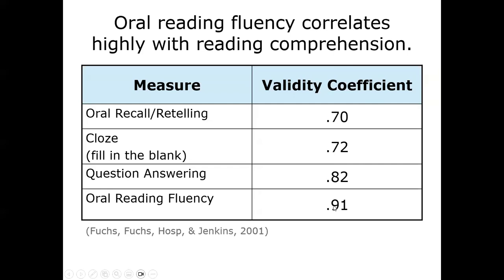Statisticians tell us that a validity coefficient of 0.6 or higher means it's highly correlated. So all of these measures are highly correlated with how these students performed on a standardized comprehension test. I sure hope they are, because that's how we measure comprehension by and large, right? If you look at the bottom item on this table, in the measure column, you'll see the oral reading fluency row, and you'll notice that it has the highest correlation between how students performed on standardized comprehension tests.